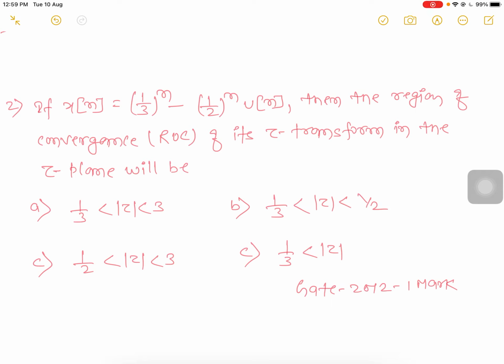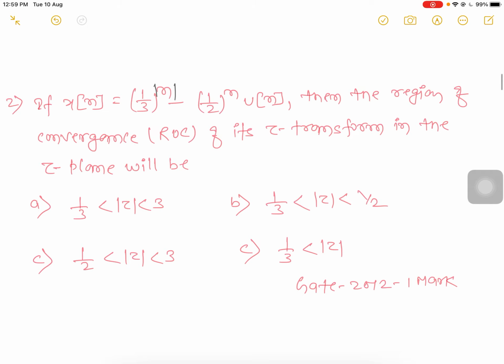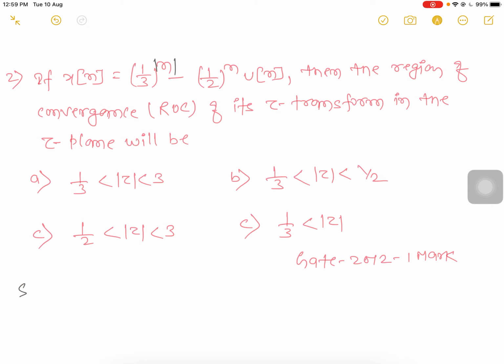Here it is given x[n] is equal to (1/3)^|n| minus (1/2)^n u[n]. Then the region of convergence, ROC, of the Z transform in the Z plane will be. This was GATE 2012 for 1 mark.